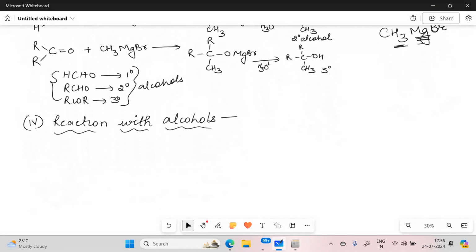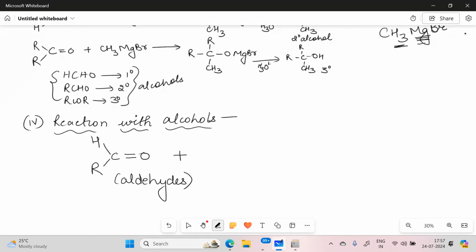Next reaction is reaction with alcohols. Now, here I am mentioning H and R. Why so? Because in this reaction, aldehydes and ketones react differently. There are different reactions for aldehydes and ketones. Just mention here, it is only for aldehydes, not for ketones.